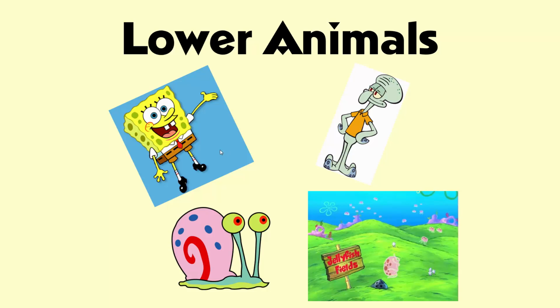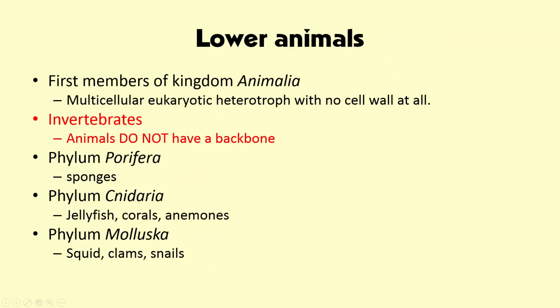Okay, so we're going to start with Porifera, then we'll talk about Cnidaria, and then our mollusks. So we have mollusks, Porifera, Cnidaria, and another mollusk. Lower animals are the first members of the kingdom Animalia.